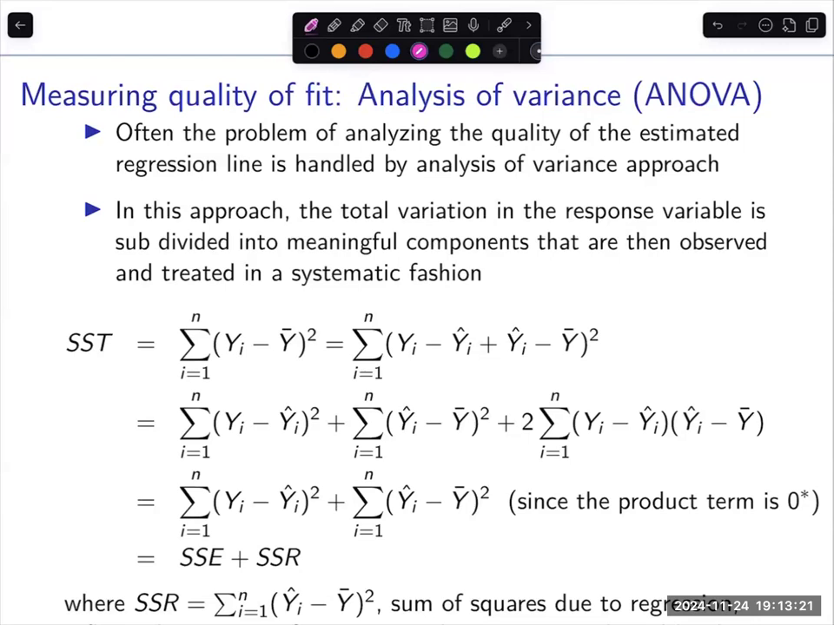So often the problem of analyzing the quality of the estimated regression line is handled by analysis of variance. In particular, we want to see how the model variation can be decomposed into the part that can be explained by the model we propose and the part that we cannot explain. We are going to talk about analysis of variance. Basically, how do we explain or analyze the variance of the total?